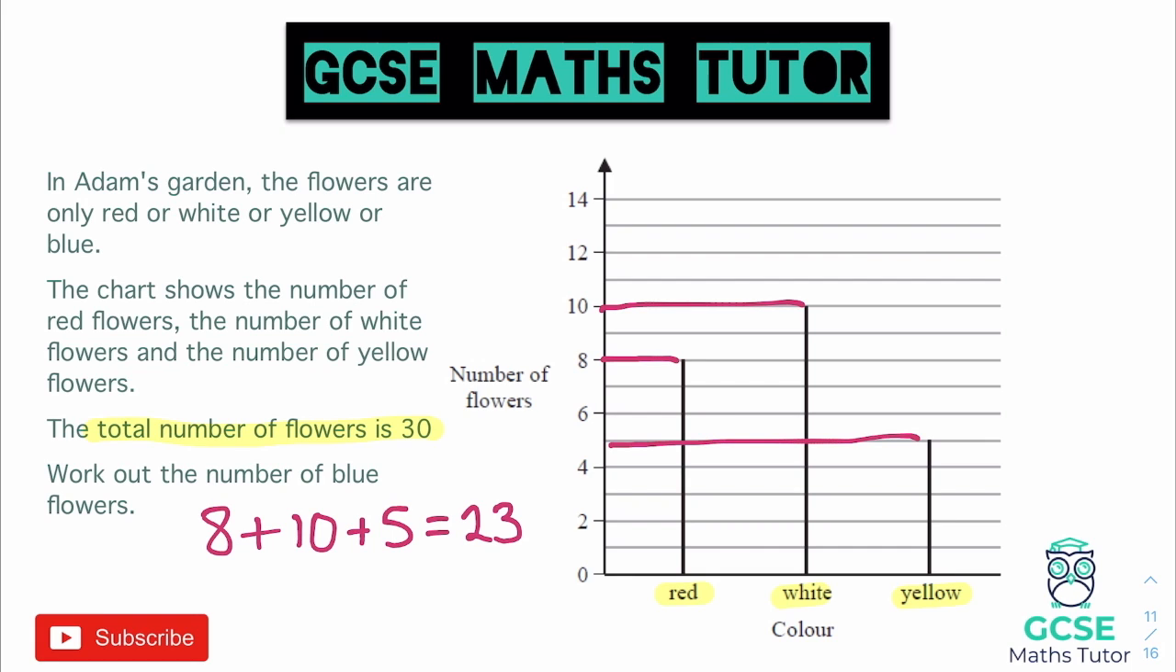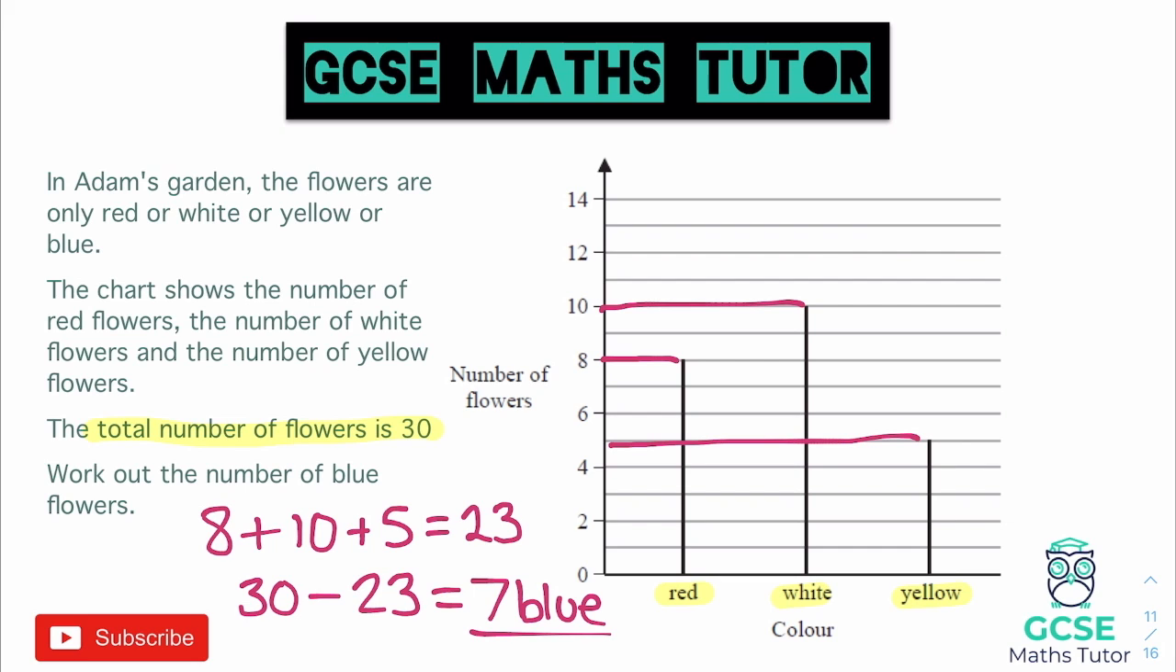So we know that there's a total of 30. So if we do 30, take away the total of red, white and yellow, which we've worked out to be 23, that leaves us with 7. So there must be 7 blue flowers, as it does say in that first line there, only red, white, yellow or blue.